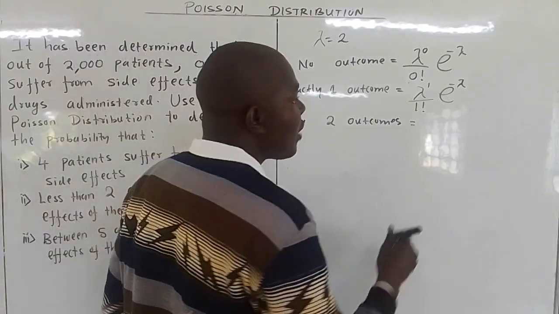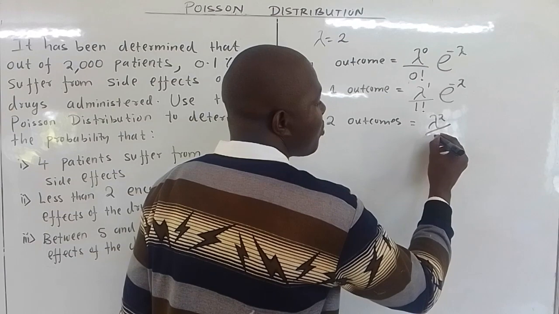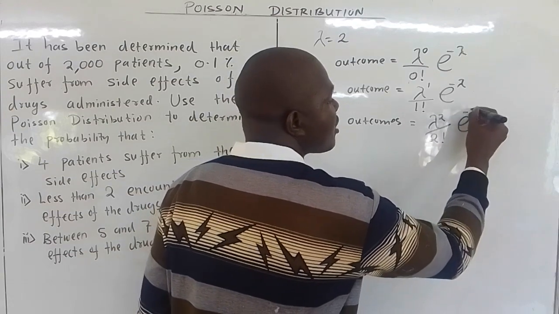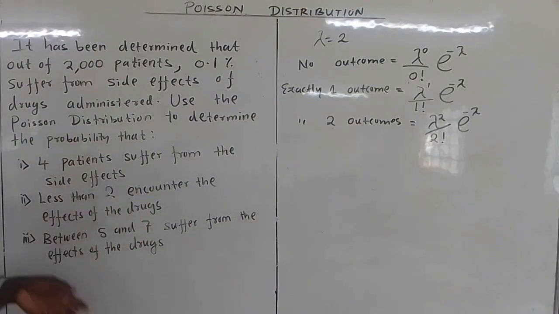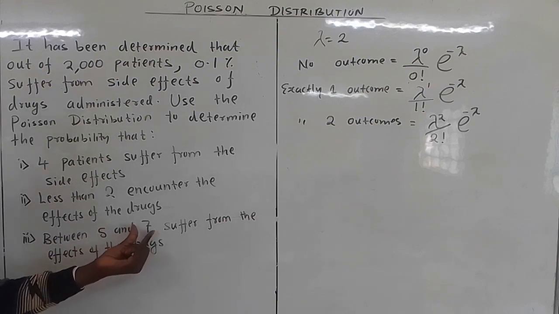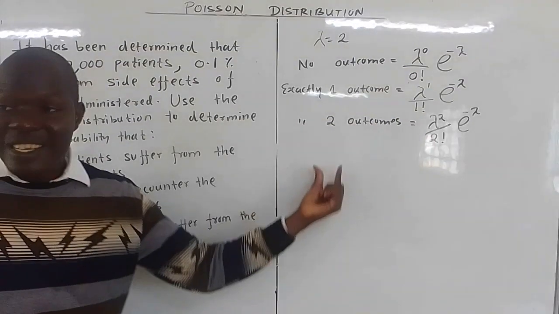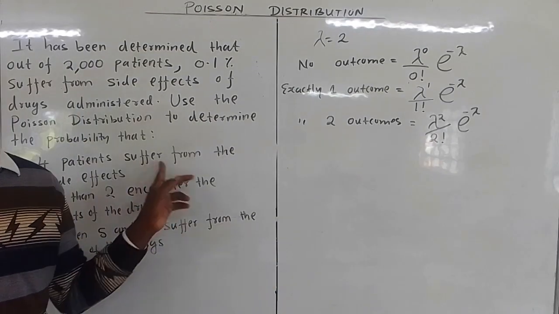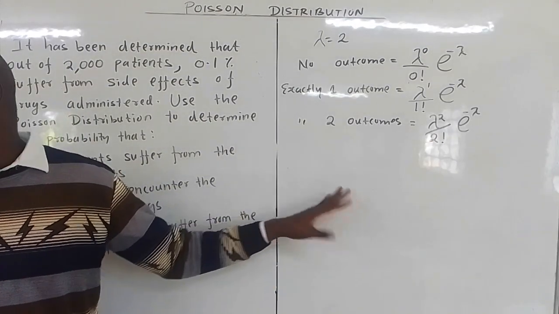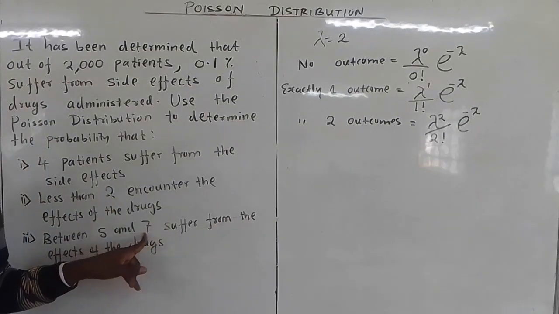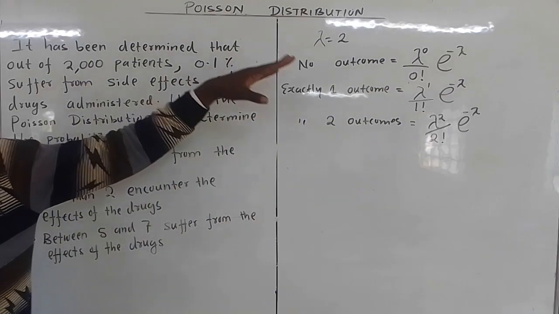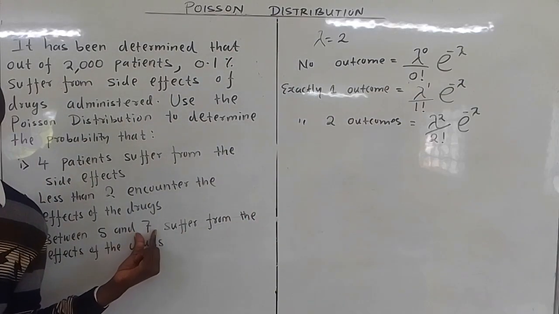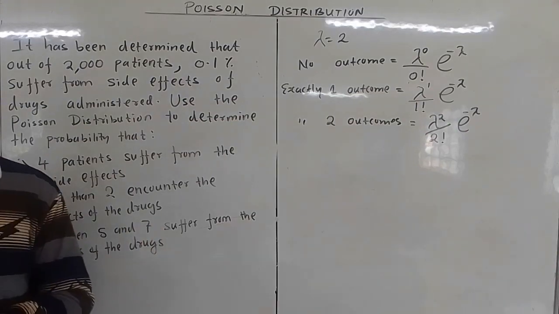Then you move to exactly two outcomes. What do you have? Lambda raised to power 2 over 2 factorial exponential negative lambda. Remember, the question is guiding. You can see less than 2, and the question also involves between 5 and 7. So when they talk about between 5 and 7, we need to go up to exactly 7 to be able to answer this last question. So the question is guiding you to the point you should reach, isn't it? Meaning we need lambda raised to power 7. Are we together? So we continue with the same process until we get lambda to power 7, because it is part of the questions we are going to answer.